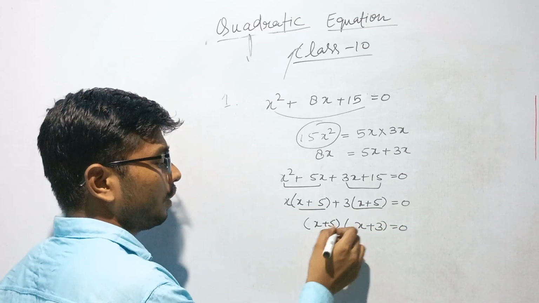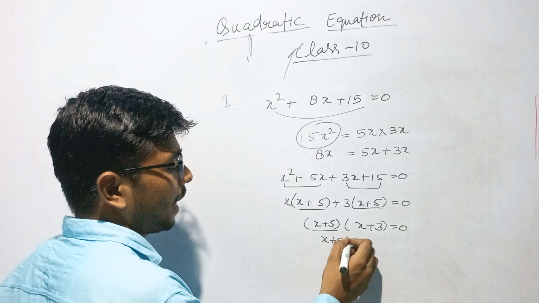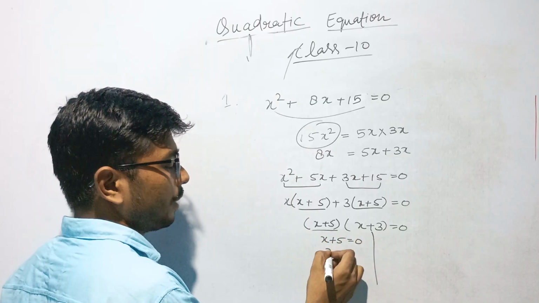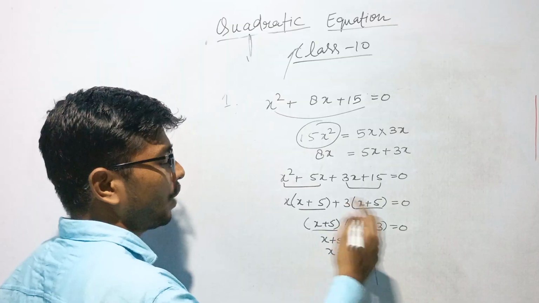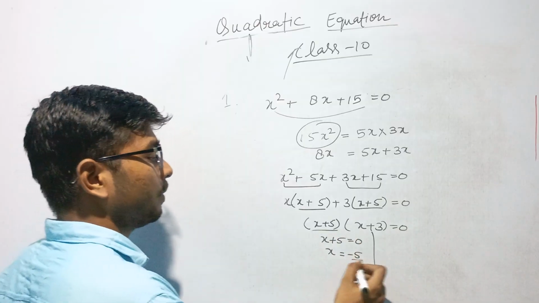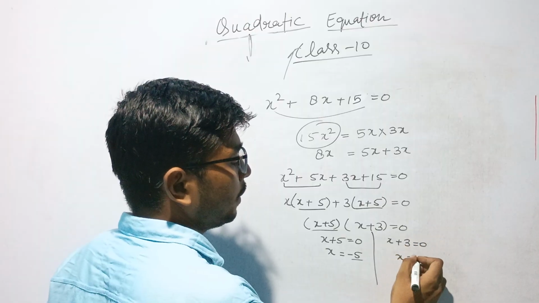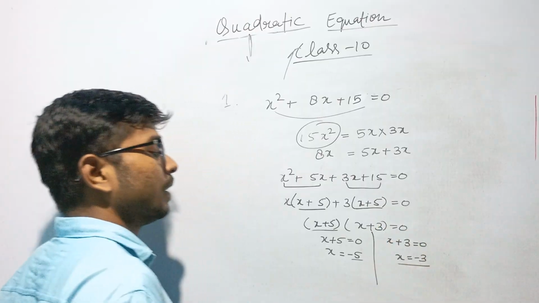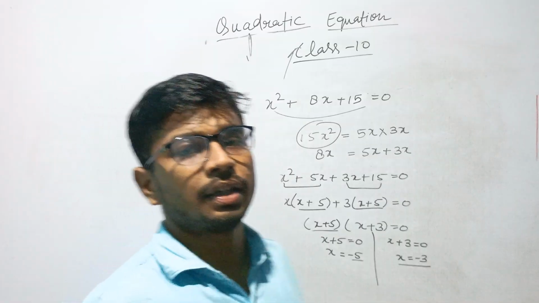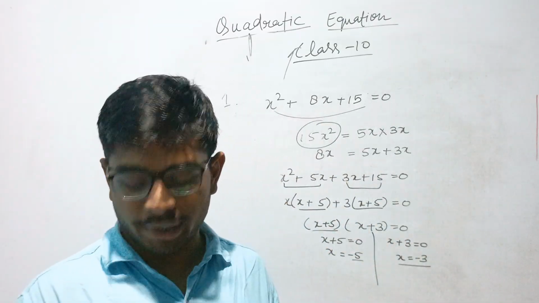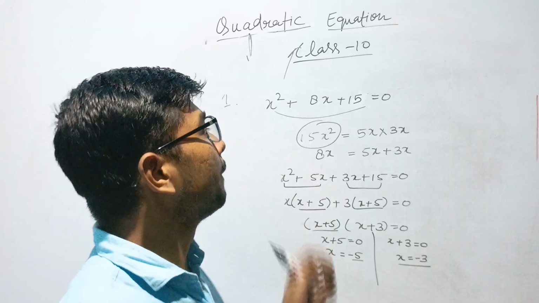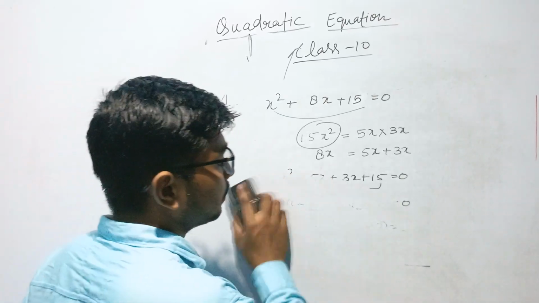Now solve. x plus 5 equal to 0, so x will be minus 5, if you transfer it will be minus 5. x plus 3 equal to 0, so x will be minus 3. So this way we solve the quadratic equation by splitting the middle term, right?